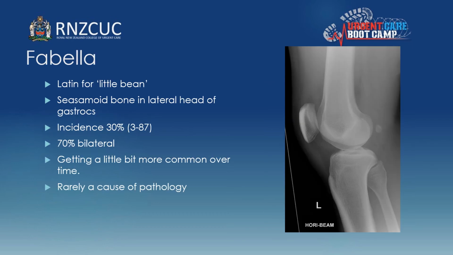Fabella has been a common source of phone calls as a loose body in the knee. It's a sesamoid bone on the lateral head of gastrocs, comes from the Latin term for little bean. And about 30% of us have them, of which 70% of people are bilateral. One study looked at multiple reports and epidemiological studies from through the years and determined that it's probably getting a few percent more common.